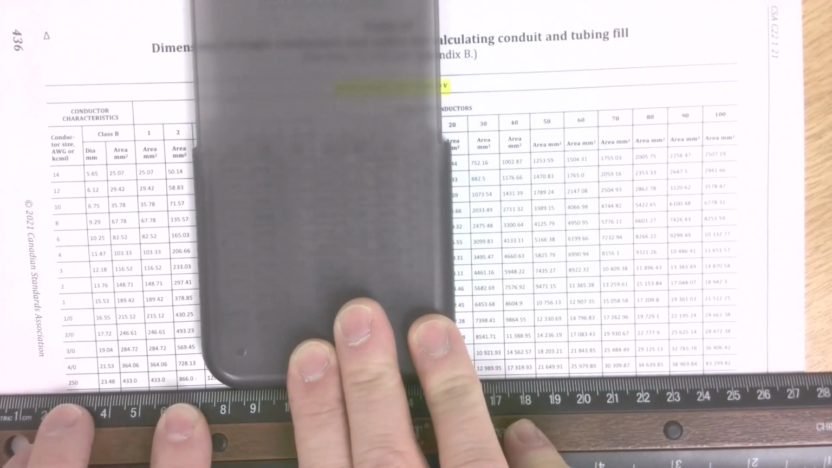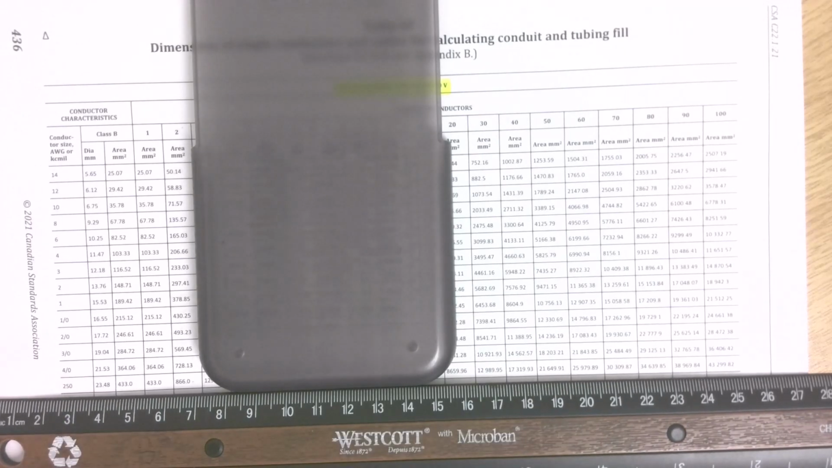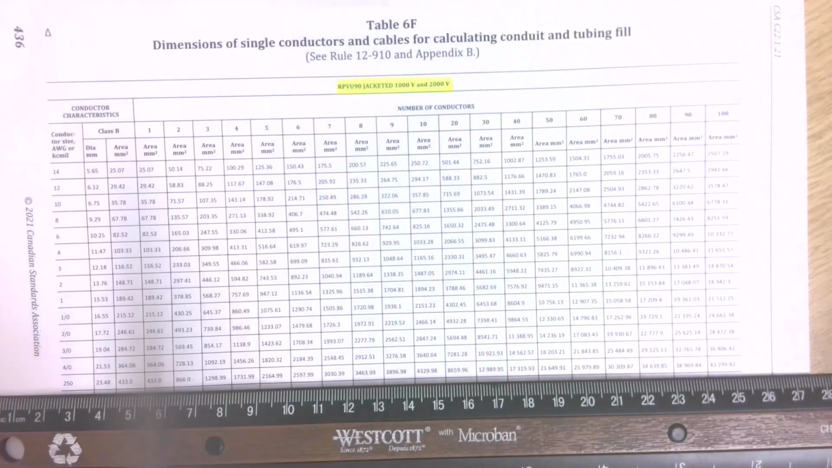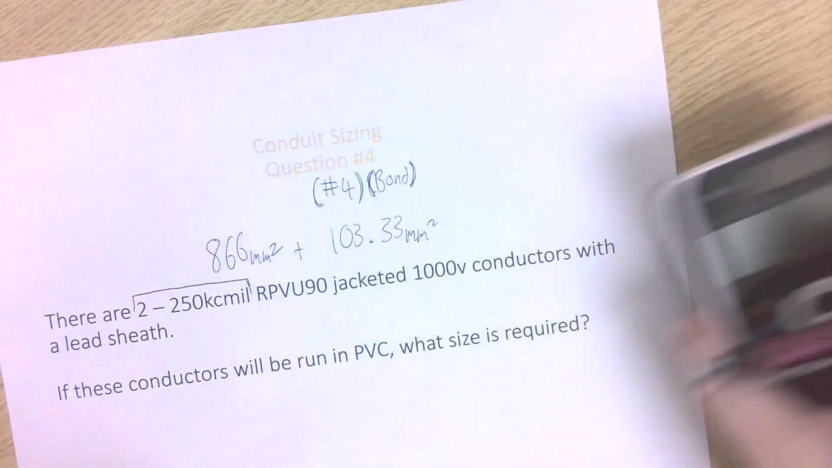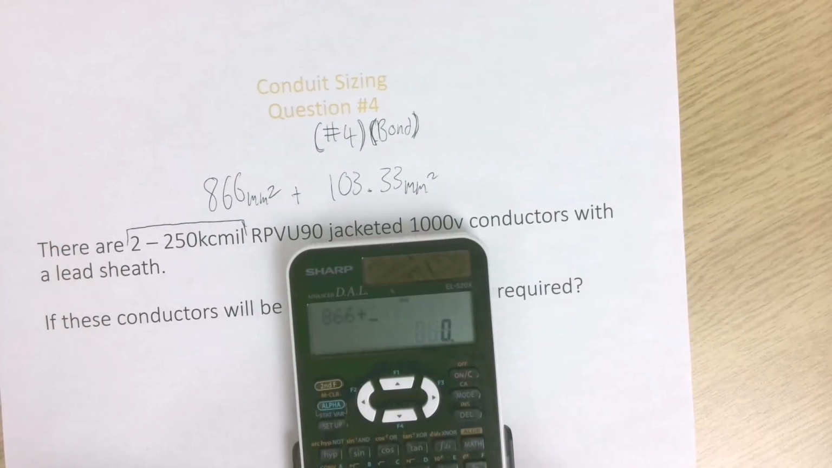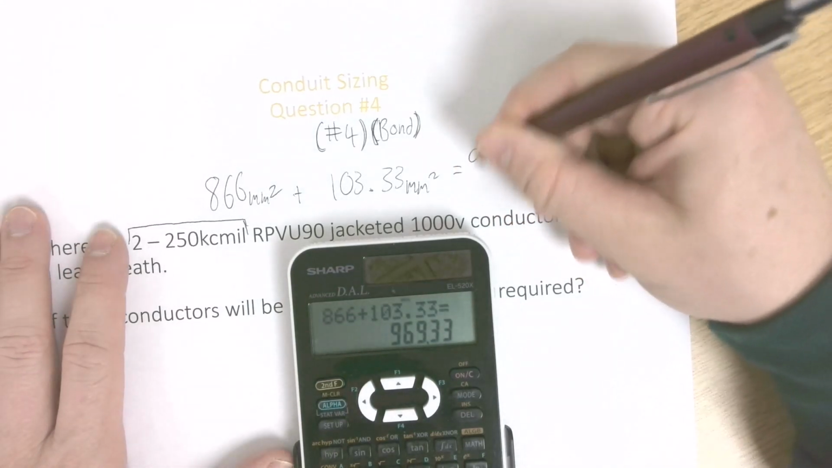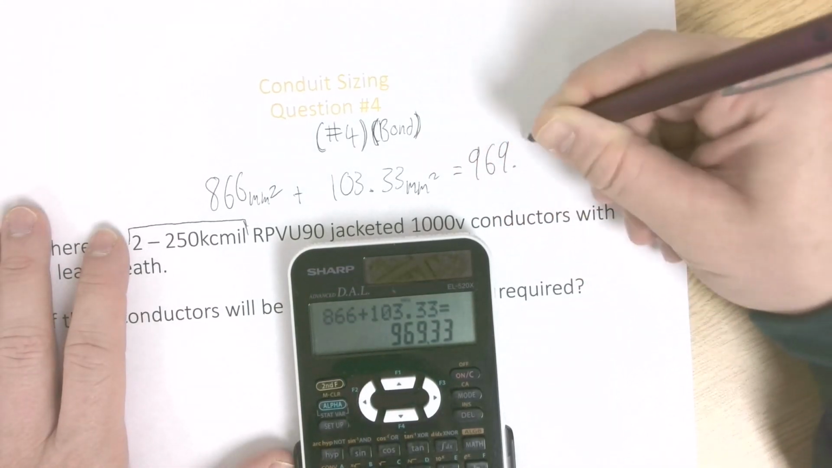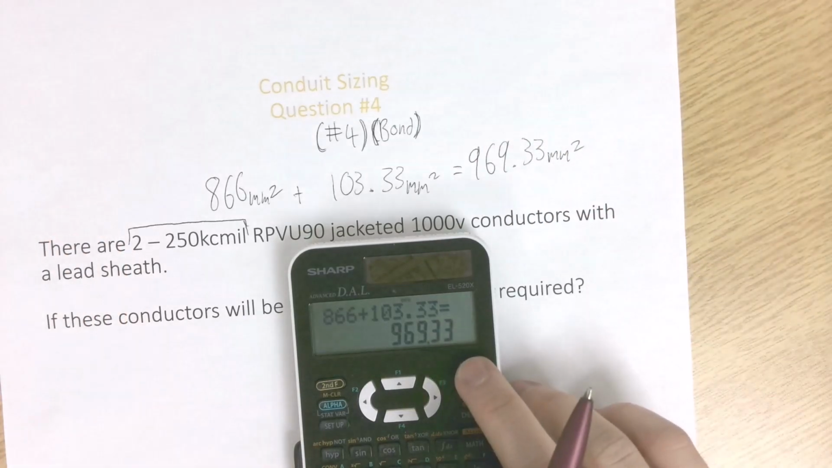And 250 kcmil, their area is 866. All right. Right on. So those are all the wires that are going to be in this conduit. So I'm just going to add those up, 866 plus 103.33 is going to equal 969.33 millimeters squared. Right on.